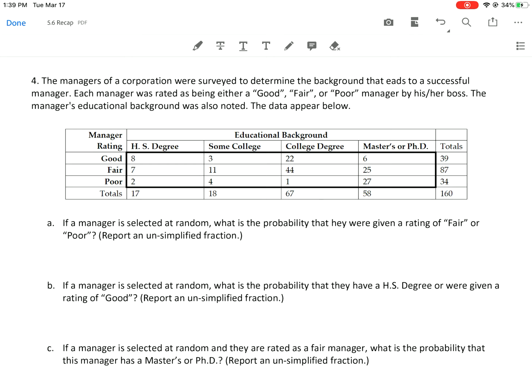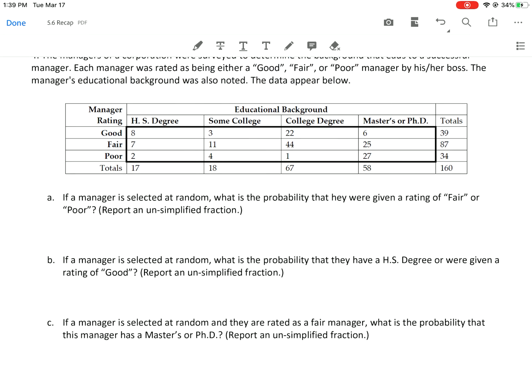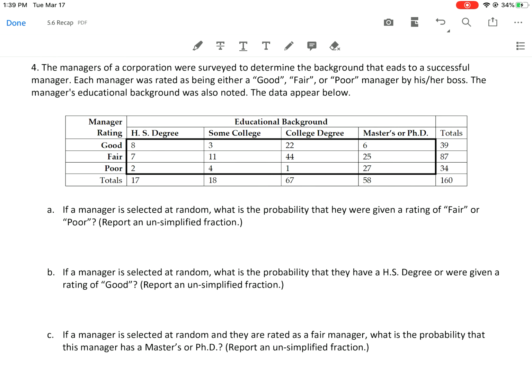Okay, I will say on my little Quizlet today, I couldn't put any two-way tables on, so make sure you pay attention to this one, or maybe pause the video for a second and try to do it yourself. We're talking about managers being rated as good, fair, and poor, and their educational backgrounds too. If a manager is selected at random, what's the probability they're given a rating of fair or poor? So we're just looking at the totals for fair and poor. In this case, they could be either one, so we add those two probabilities, still out of the overall total of 160.